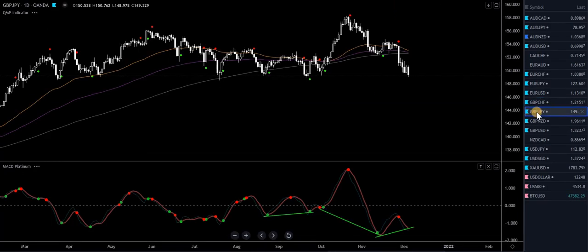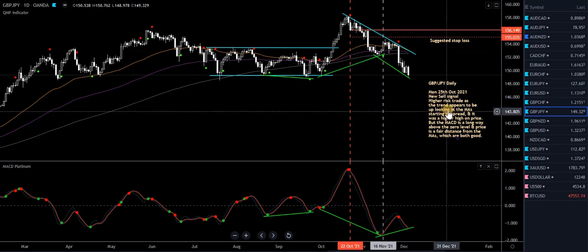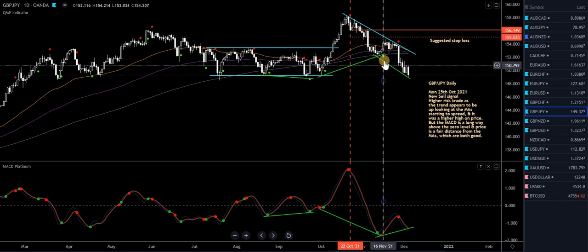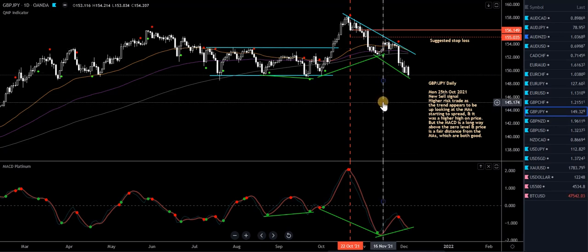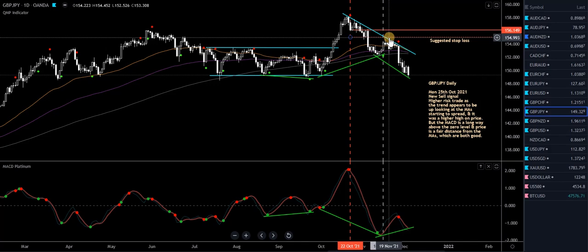Pound yen. Where are we? We had a sell back here. This is the only trade I'm on. I did take a buy in here. That's why the grey line is there, just to remind me I did take a loss. No big deal. We're still in the sell.